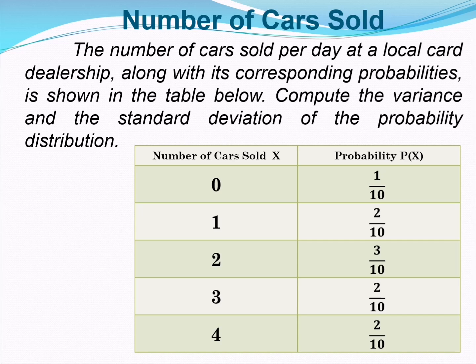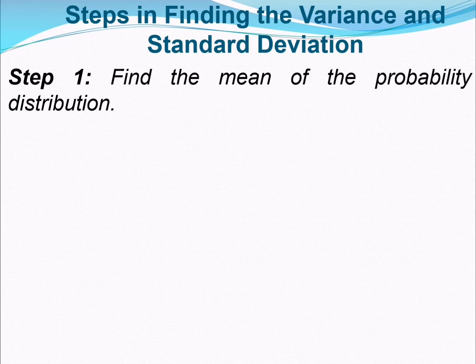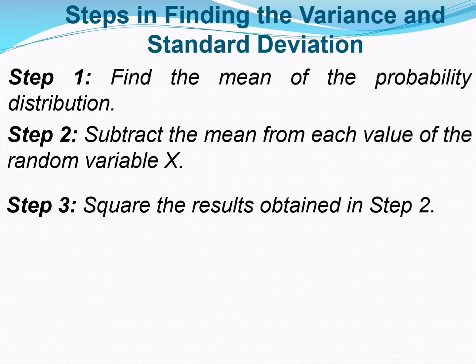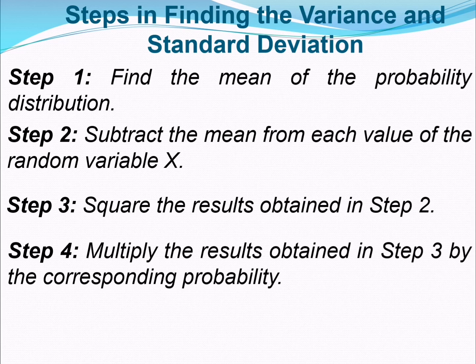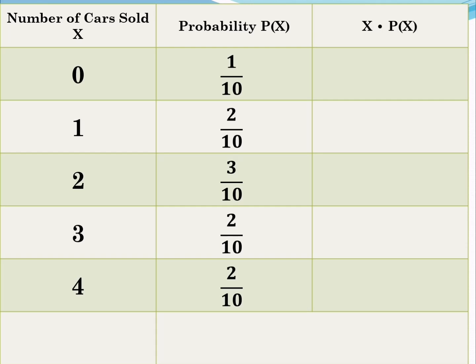But first, let's compute for the mean. Para ma-compute natin yung mean, also we have, let's identify the steps. Step 1, find the mean of the probability distribution. Step 2, subtract the mean from each value of the random variable x. Step 3, square the results obtained in step 2. Step 4, multiply the results obtained in step 3 by the corresponding probability. And then last step, get the sum of the results obtained in step 4. So let's perform the steps we have enumerated.